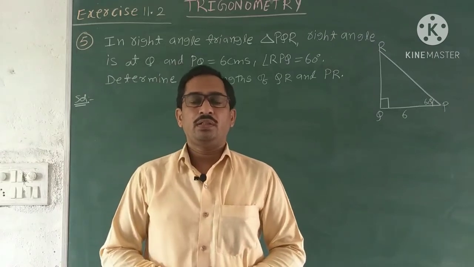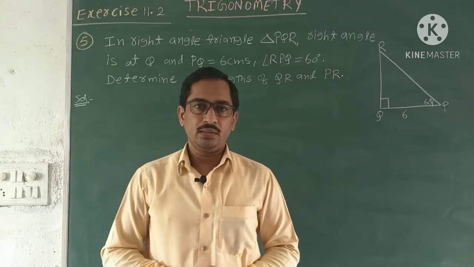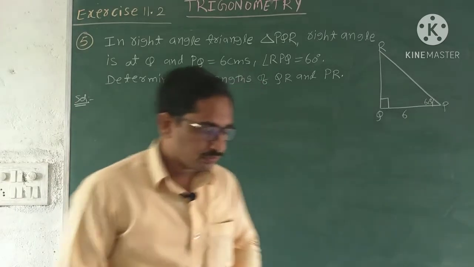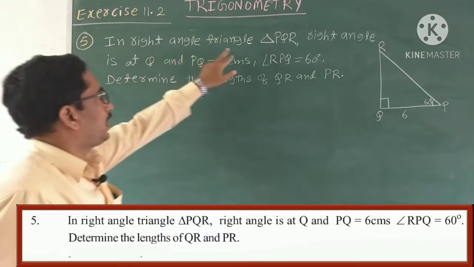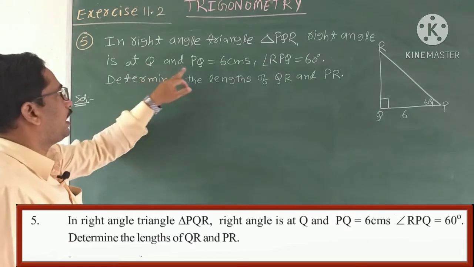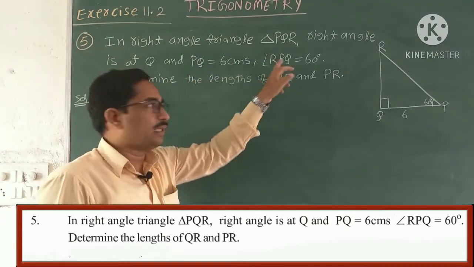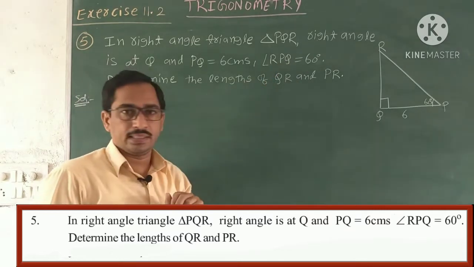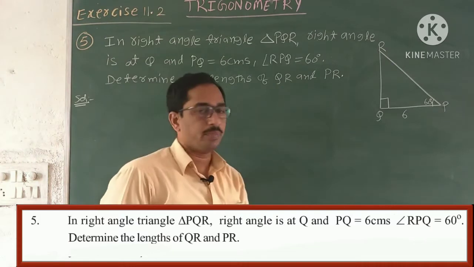In chapter trigonometry, so far we completed exercise 11.2, 4 problems are completed. Now see the fifth problem. In right angle triangle PQR, right angle at Q and PQ is equal to 6 centimeters, angle RPQ equal to 60 degrees. Determine the lengths of QR and PR.